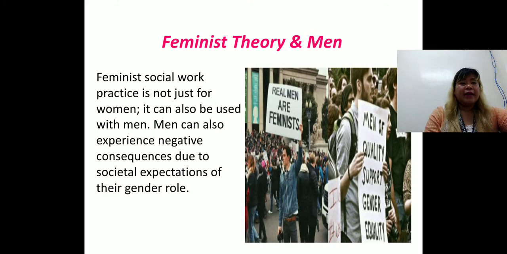Okay, so the last concept is the relation of feminist theory and men. So, feminist social work practice is not just for women, it can also be used with men. Men can also experience negative consequences due to societal expectations of their gender role.